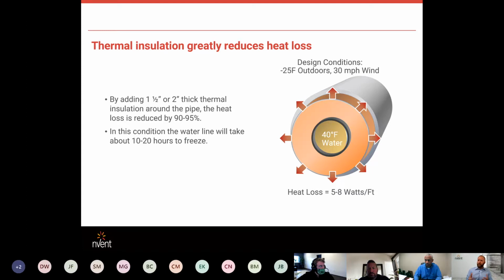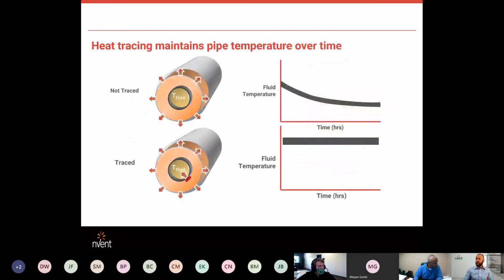So now we have a pipe. It's minus 25, with 30-mile-an-hour wind speeds outside. We have the heat loss down to a manageable level at 5 to 8 watts a foot due to the application of insulation. So now we get into maintained temperatures here and what we can do with the heat tracing. Like I mentioned earlier, the top description right there is a pipe with no heat tracing, just insulation.